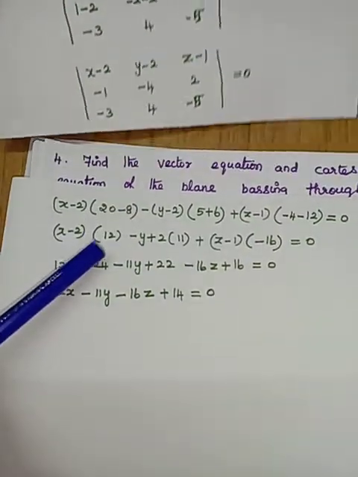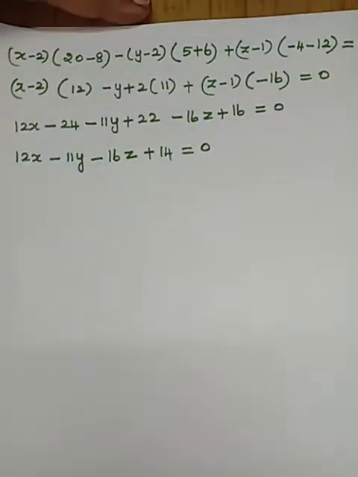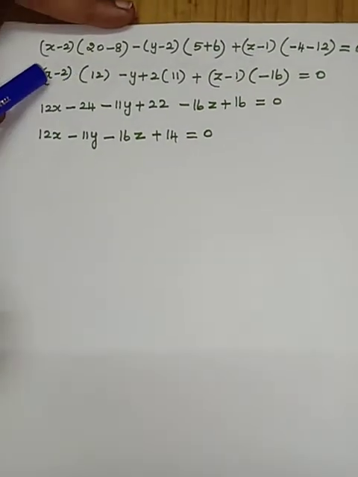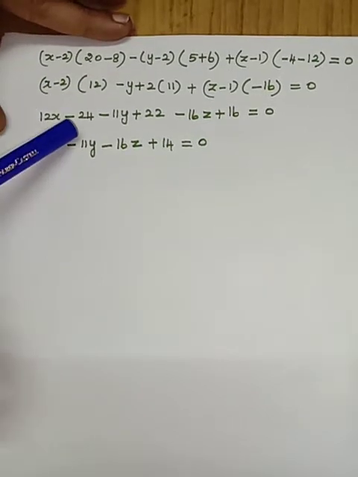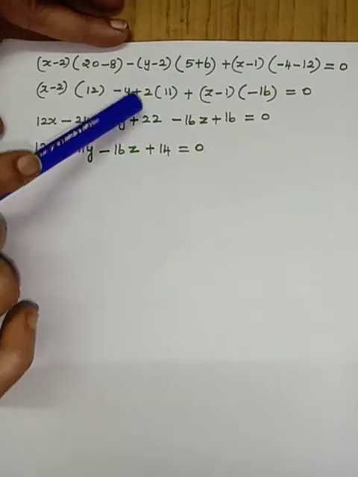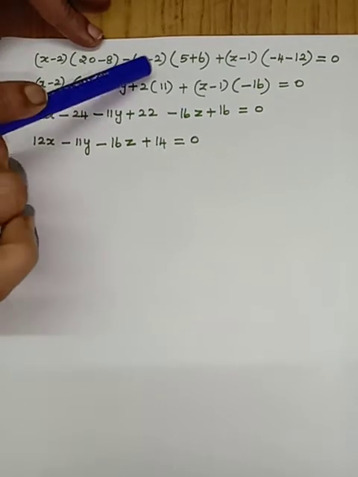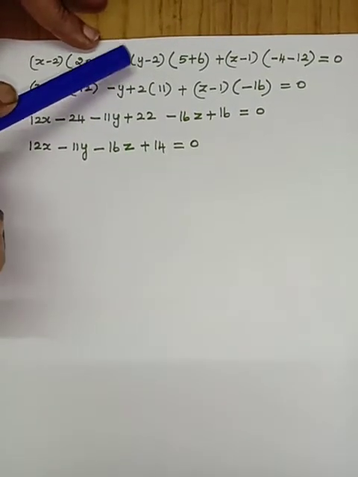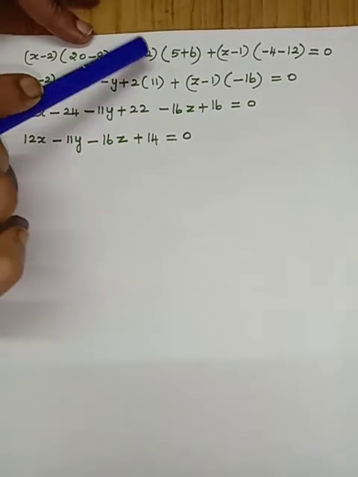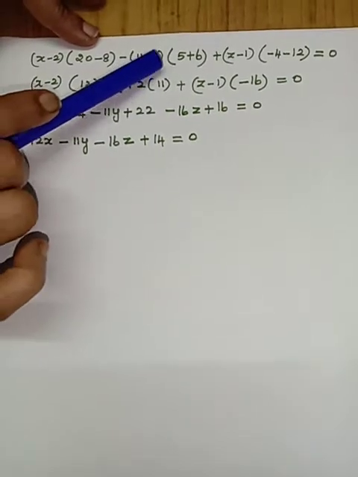Here 20 minus 8 is 12, and here 5 plus 6 is 11, and minus 4 minus 12 is minus 16. So when you take this number and multiply with the bracket terms, 12x, and 12 into minus 2 is minus 24, 11 into minus y is minus 11y, 11 into 2 is 22. You see that what I wrote in the previous step is minus of y minus 2. Next step, I apply the minus to these two terms. So minus into y is minus y, minus into minus is plus 2. Here I didn't use the bracket because I have applied the minus to both the terms.